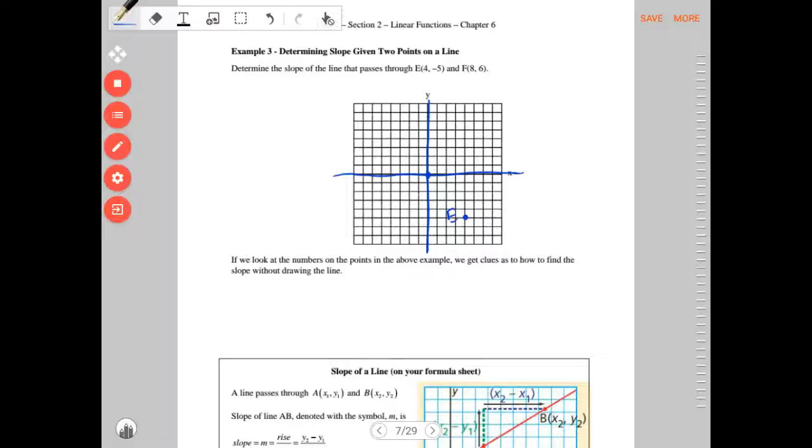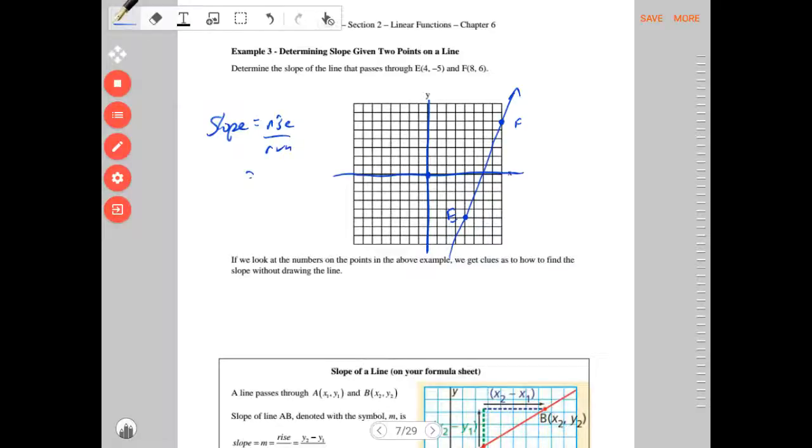Then point F is 8, 6. So 1, 2, 3, 4, 5, 6, 7, 8, and 6. 1, 2, 3, 4, 5, 6. So that's that point right there. That's F. So I can draw the line through that if I really want. Why not? Now, slope, remember, equals rise over run. So this is a positive slope.